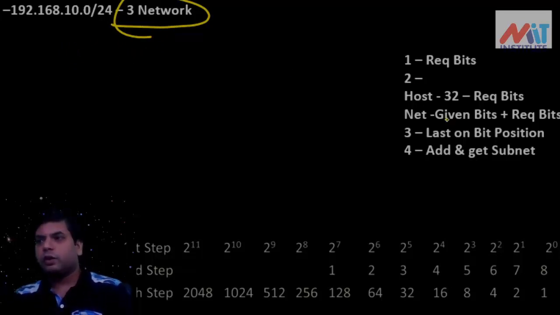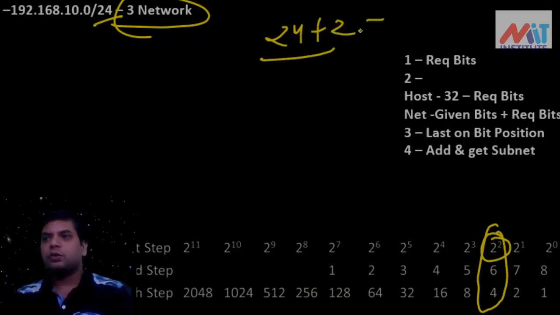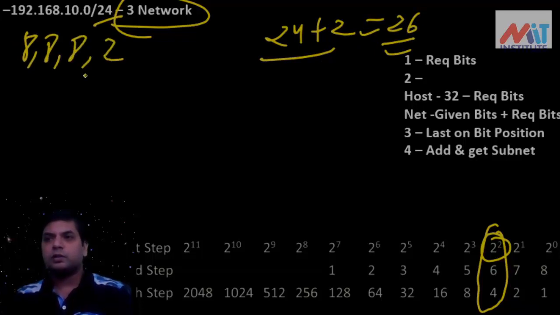Okay, so for 3 networks we required 2 bits. Given the subnet mask is 24, we will add 2, so the new subnet mask will be 26. With 26, first, second, and third octets are full, and the fourth octet has 2 bits, so the position is 2. So again we need to add 64 in the fourth octet.